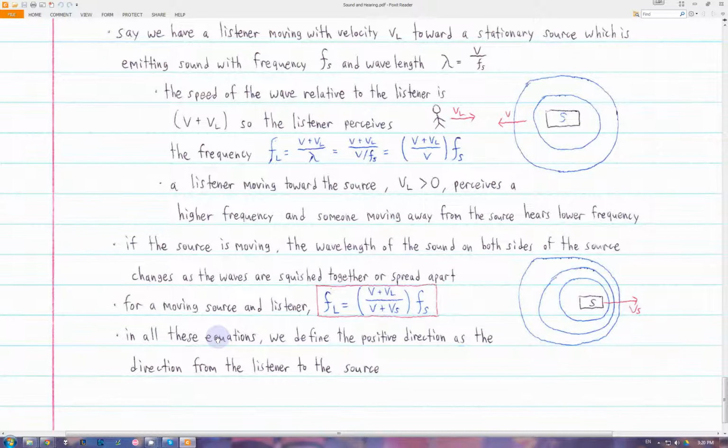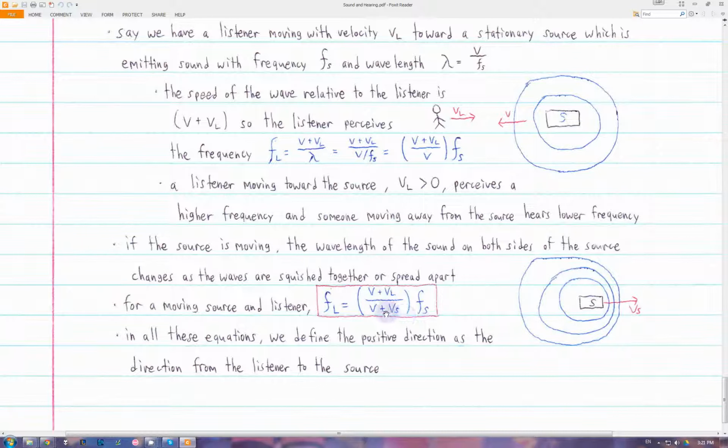And it's important to note that in these equations, the positive direction of these velocities is always the direction from the listener to the source. So you can think of it as if the listener is always on the left and the source is always on the right. So you can see if the velocity of the source is positive, which means it's moving away from the listener, then the frequency that the listener hears will be less than the actual frequency of the sound. Because as you can see, if the listener is standing here and the source is moving away from him, he'll receive the sound waves that are more spread out, with the frequency of these waves lower.